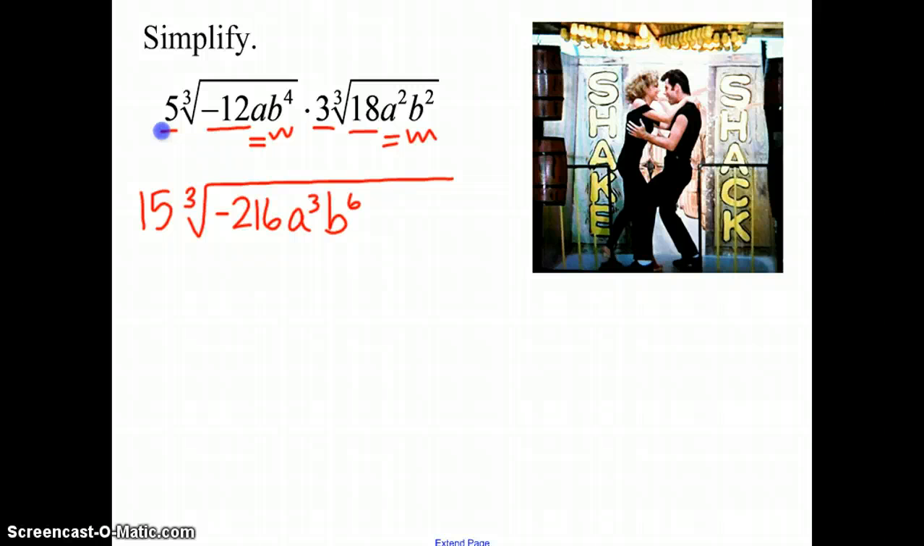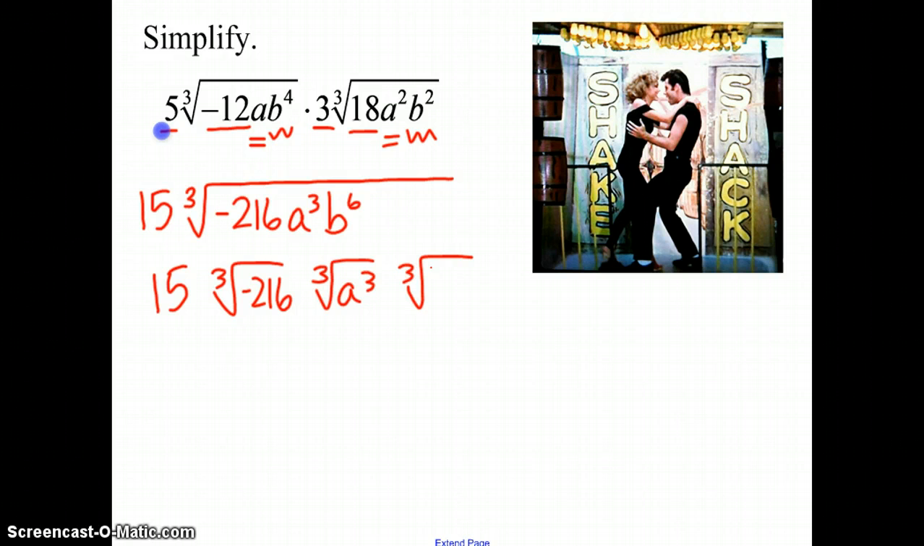Then we're going to take things, if it helps to separate them out at this point, go ahead. Cube root of negative 216 times the cube root of a cubed times the cube root of b to the 6. Now, I'm well aware that 6 cubed is 216. And because this is a negative, negative 6 times negative 6 times negative 6 is still negative 216, so I'm good. 15 times negative 6.